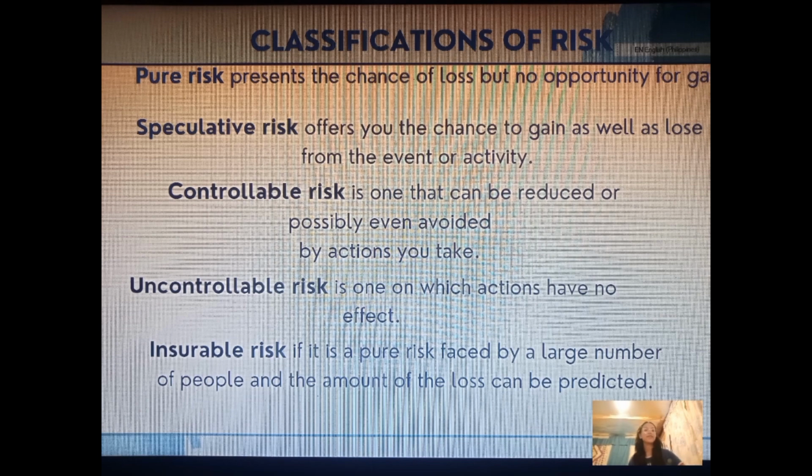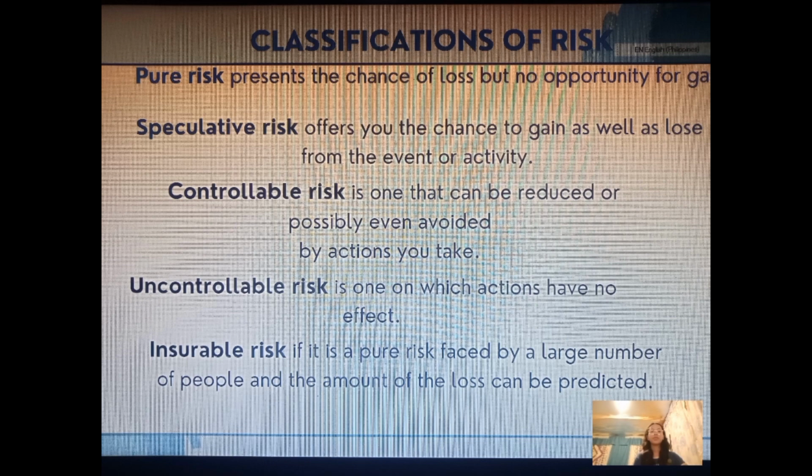So now let's proceed to the classifications of risk. So the first one is the pure risk. This represents the chance of loss but no opportunity for gain. Second is the speculative risk. Offers you the chance to gain as well as loss from an event or activity. Third is controllable risk. It is one that can be reduced or possibly even avoided by actions you take. Uncontrollable risk is one on which actions have no effect.